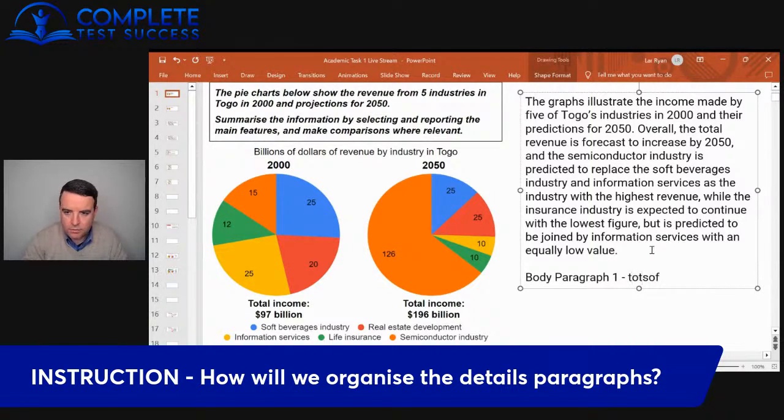Let's do total income, soft beverages industry, and information services. And then body paragraph 2 will be the others.